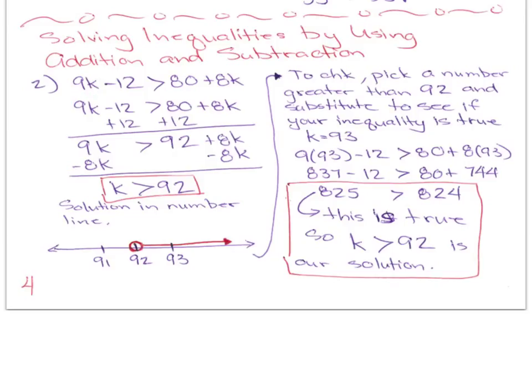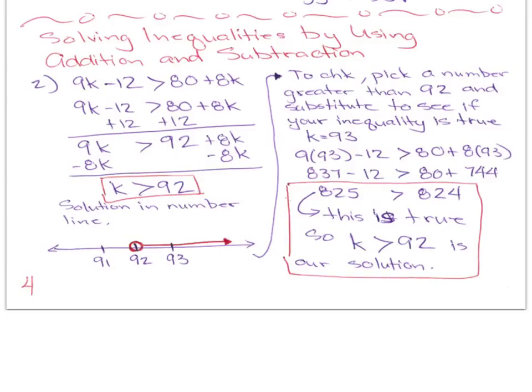We have 9k minus 12 is greater than 80 plus 8k. So if we want to solve this, just like equations, we have to isolate the variable on one side of the inequality. So in this case, I moved the minus 12 from the left-hand side to the right-hand side. So I add 12 to both sides. We end up with 9k is greater than 92 plus 8k. We want all the k's on the left-hand side, so I'm going to subtract 8k from both sides to get rid of that plus 8k. Now we end up with k is greater than 92.